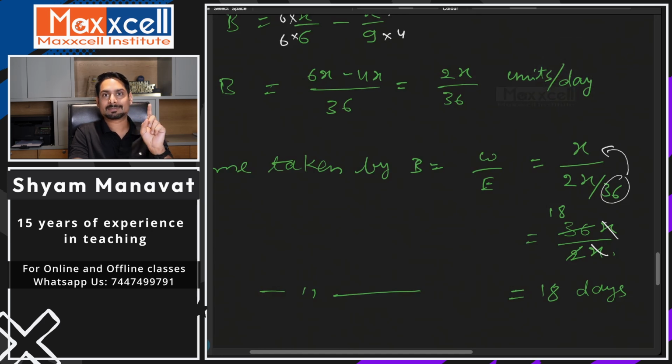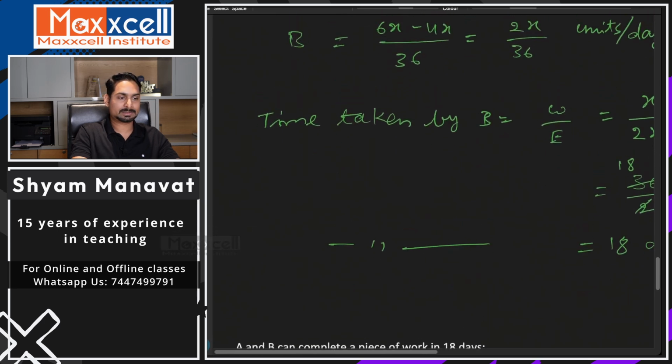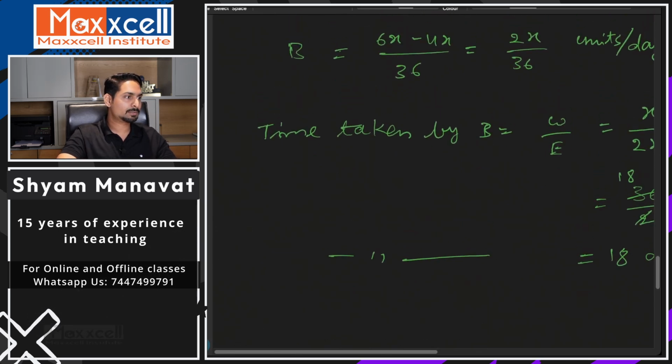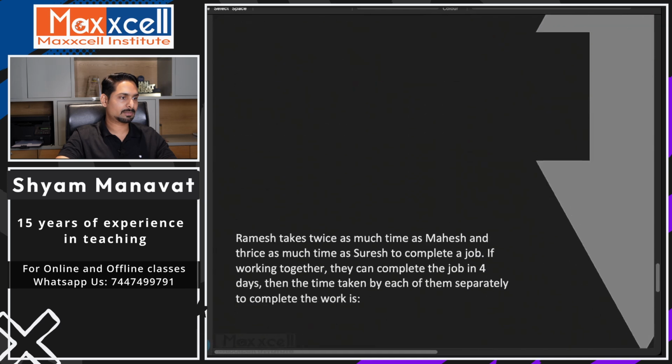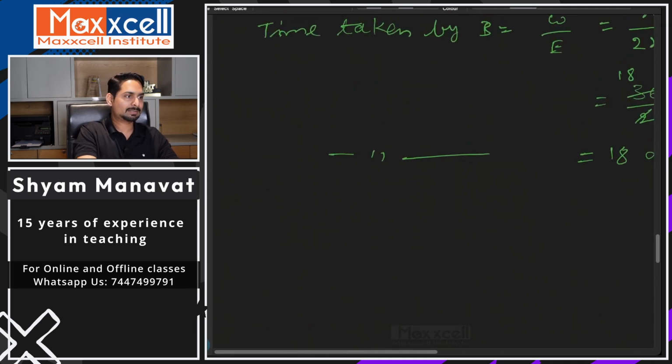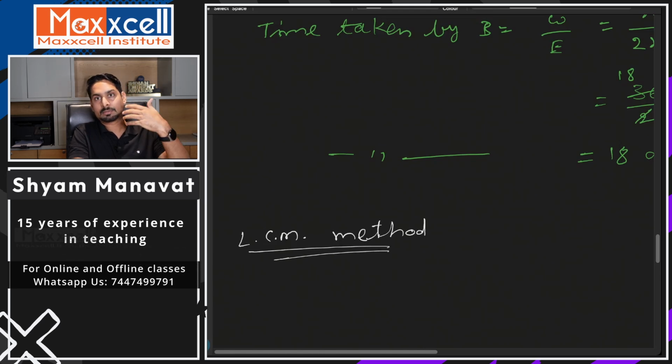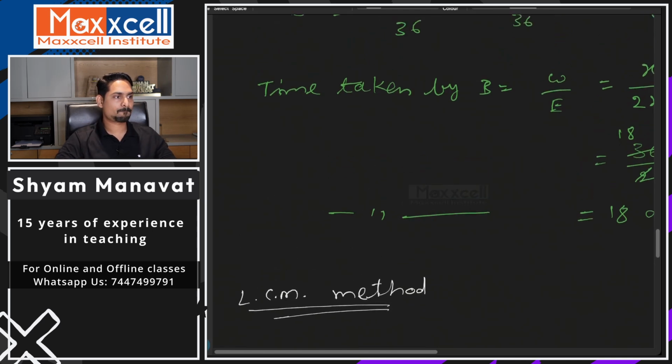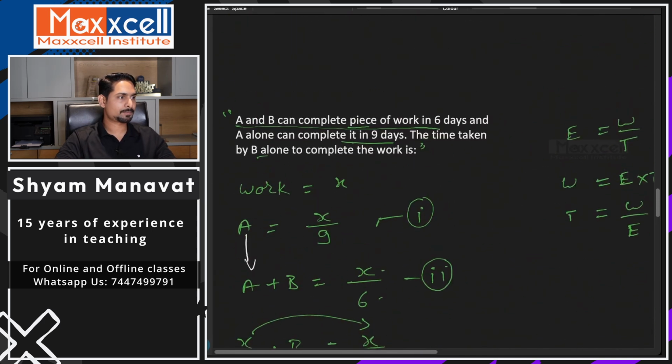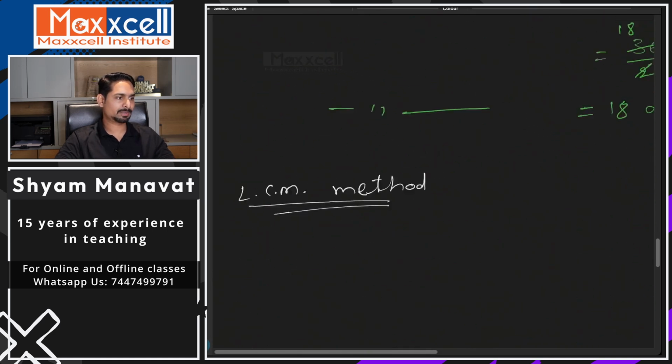So whenever you have this type of question with individual efficiency, you can also use the alternate method. What is the alternate method? The alternate method is the LCM method. Let's see the LCM method for the same question. Don't get confused, guys. You need to know both the methods, because sometimes I am going to use assuming work as X. So you need to know both the methods. Please don't skip this.